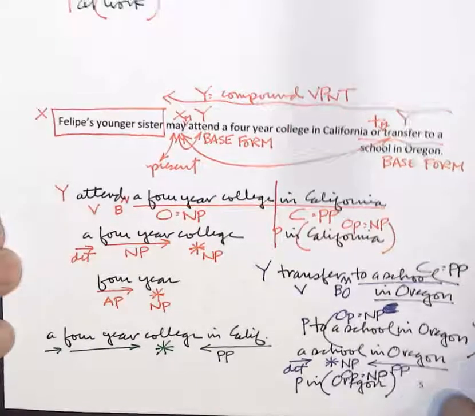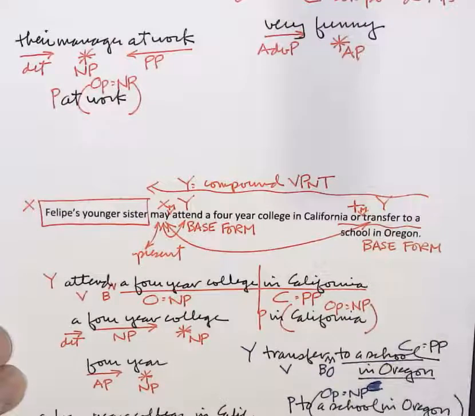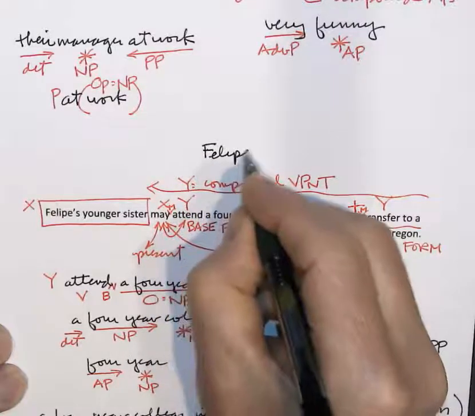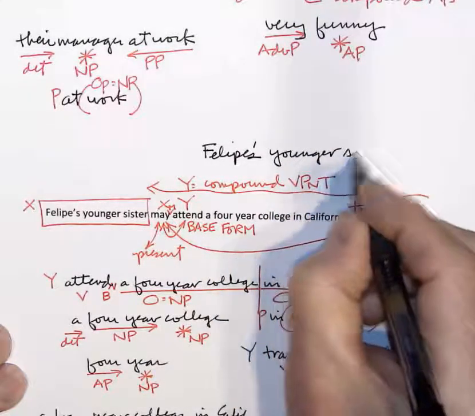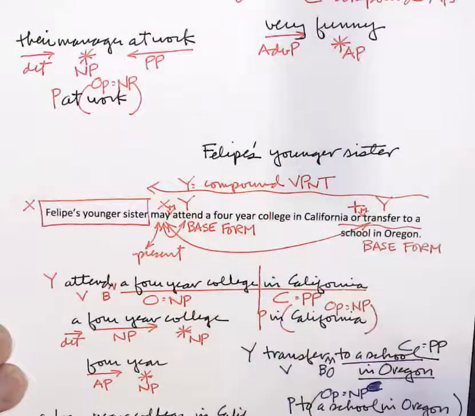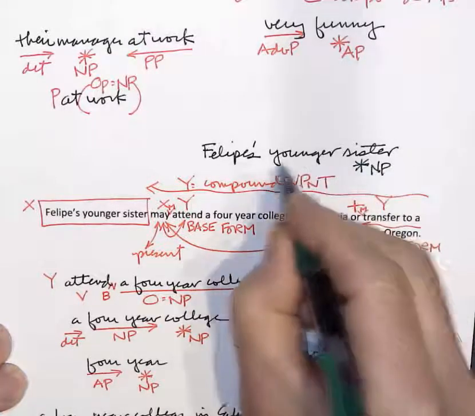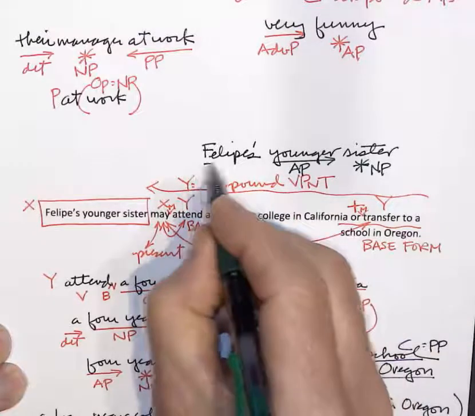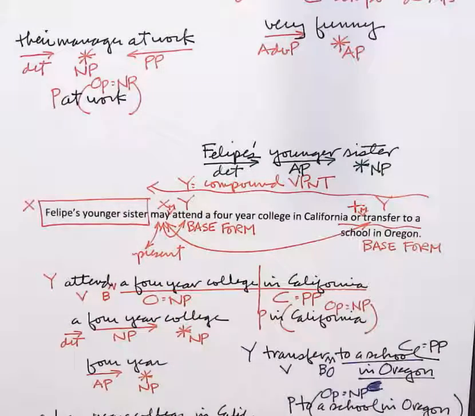And we have to go back up a little bit because we haven't done Felipe's younger sister. And, you know, that's what we said we want to do, every word. Felipe's younger sister, that's our subject. So sister is the head, it's a noun phrase. Younger is an adjective phrase. And Felipe's is the determiner. And now we're officially done.